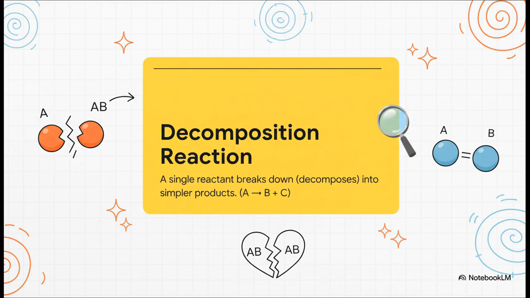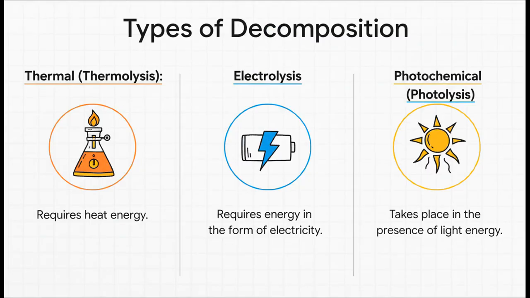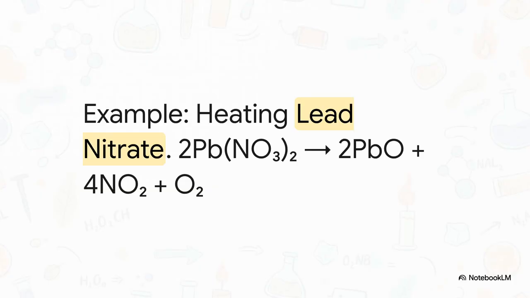AB splits up into A and B. But, this kind of breakup isn't always easy. It needs a push. It needs energy. And this energy can come in 3 main forms. You can use heat, that's called thermolysis. You can use electricity, we call that electrolysis. Or you can use light from the sun, and that's photolysis. So for a quick example of thermal decomposition, check this out. If you take lead nitrate and heat it up, it breaks down into 3 different things: lead oxide, nitrogen dioxide, and oxygen gas. One compound just became 3.